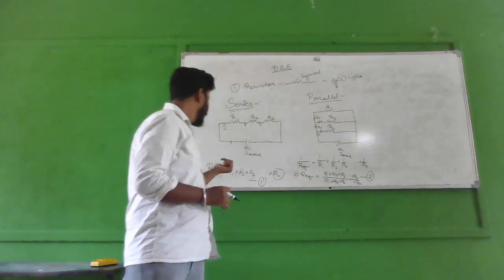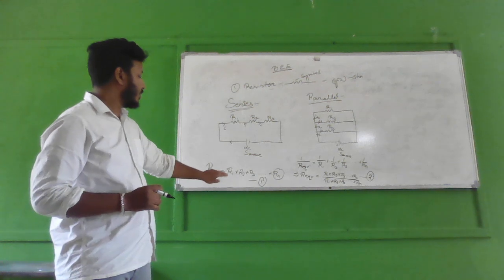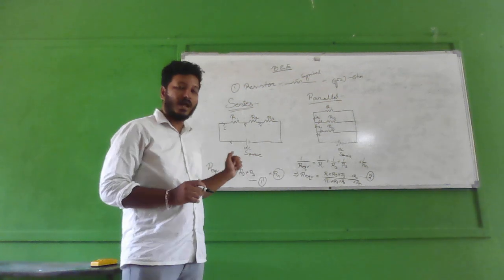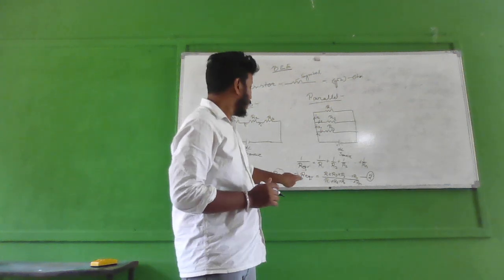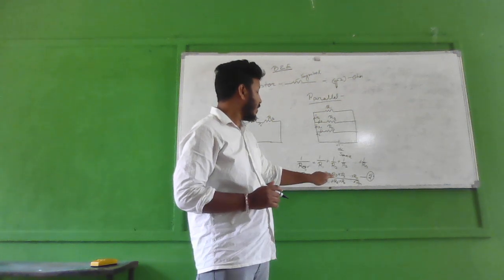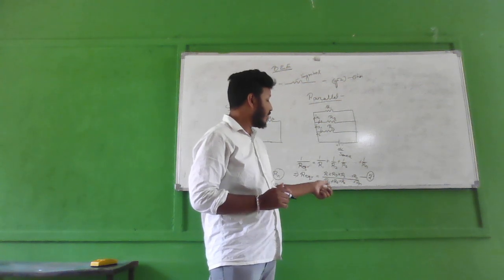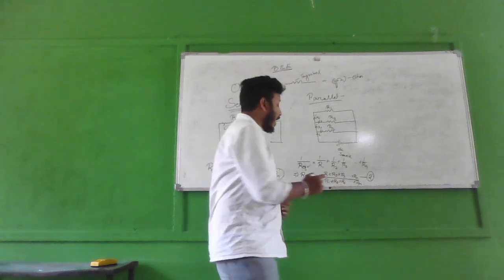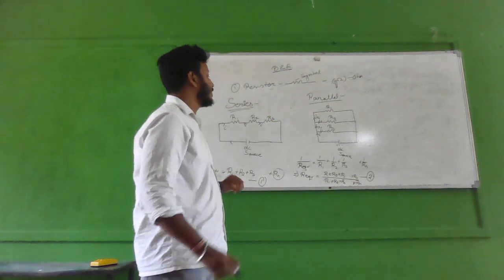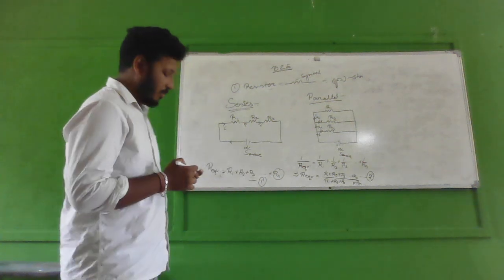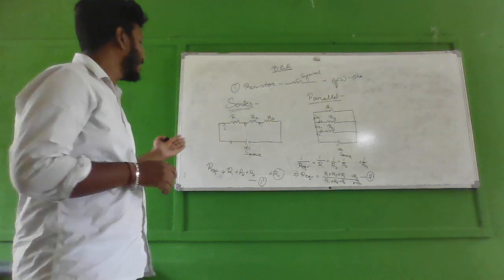got it? In series connection, how do you get R equivalent? In series, R equivalent equals R1 plus R2 plus R3 up to Rn. In parallel case, we got R equivalent equals R1 times R2 times R3 up to Rn in the numerator, divided by R1 plus R2 plus R3 up to Rn in the denominator. Got it, students? So now we take some examples by taking some values.